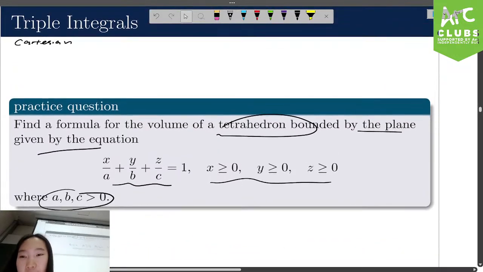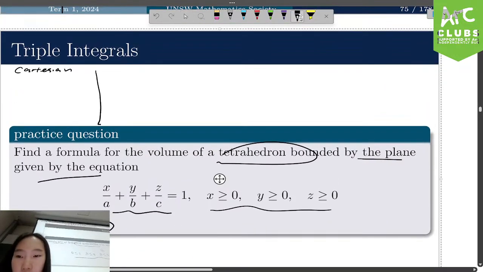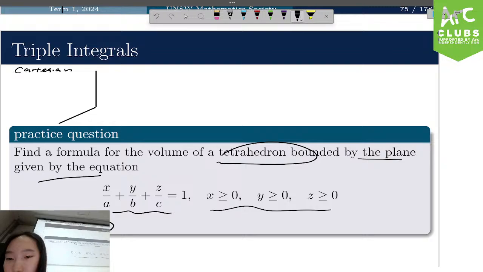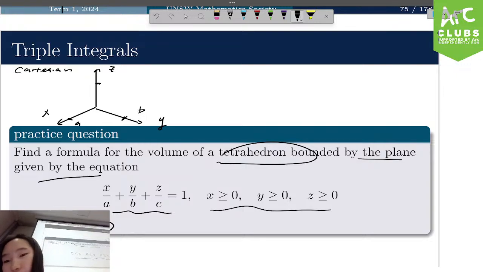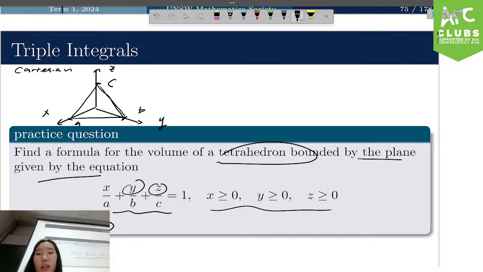Okay. First step, as usual, we draw the diagram. So this is our z-axis, our x-axis, and y-axis. Our bounds: x-coordinate a, y-coordinate b, z-coordinate c. Okay, so when y and z are equal to 0, we get the x-coordinate, that's a, and similarly we can get the other coordinates. So this is our tetrahedron. Okay, looks nice.